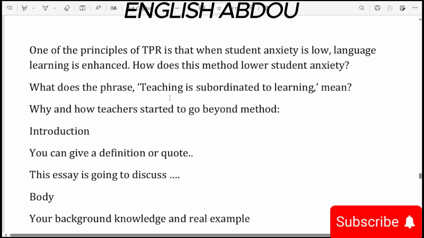So when you say teaching is subordinate to learning, first you have to identify which method. Of course, you say Silent Way, how the Silent Way works, etc. You have to bring an example. Here, TPR and anxiety. When students' anxiety is low, of course, TPR is a natural approach.